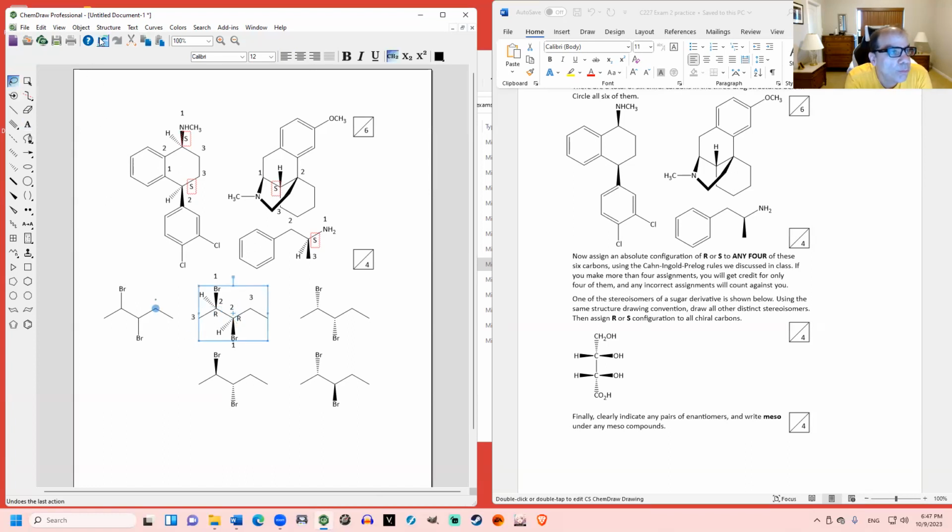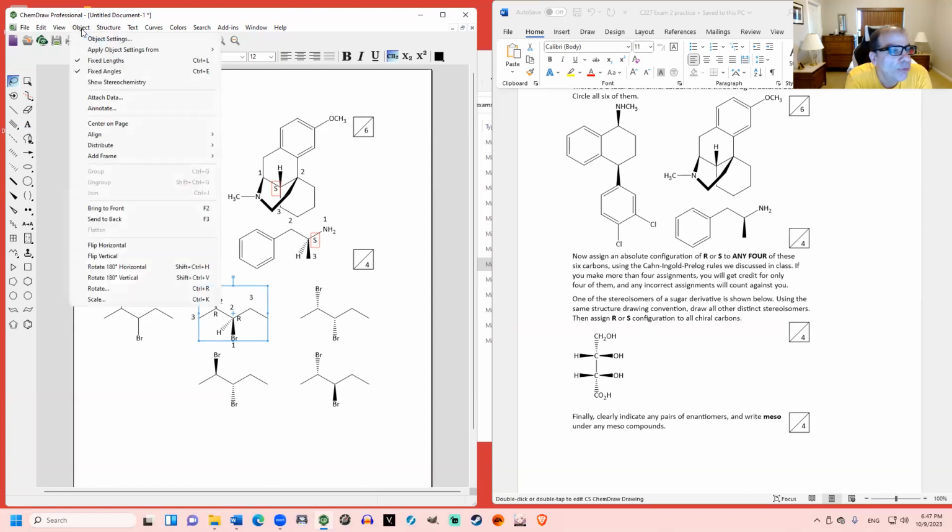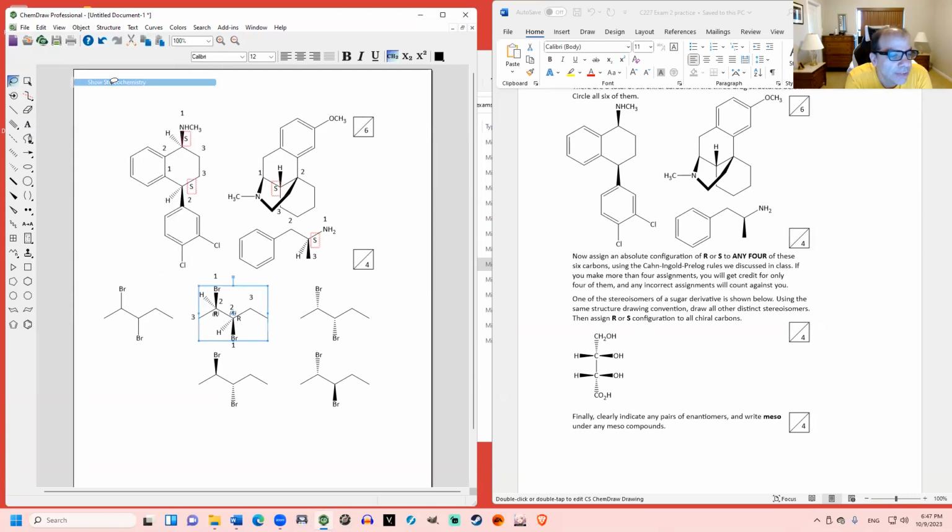I'm just going to make sure I'm right. This is going to make you very jealous. I have a command for show stereochemistry. There it is. Yep, they're both R.